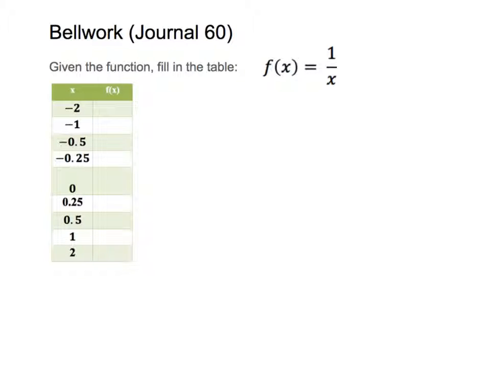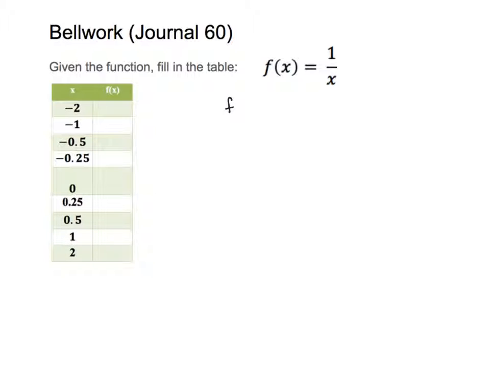Alright, in this spell work, it's pretty easy here. You're given a function, and you have a table, and I have given you some x values. You have to find f of x. So what does that mean? Well, that means that if you have x values, you plug them into the function, and in this case, the x is the only thing in the denominator. So you're plugging these numbers into the denominator and figuring out what you get once you plug it in. So let me demonstrate here by doing a few of these.